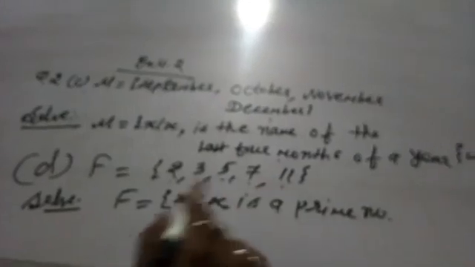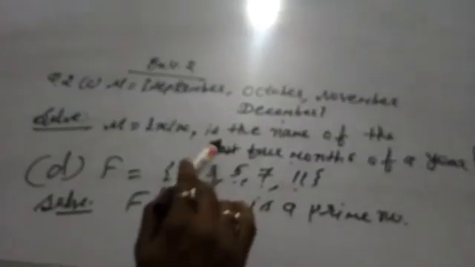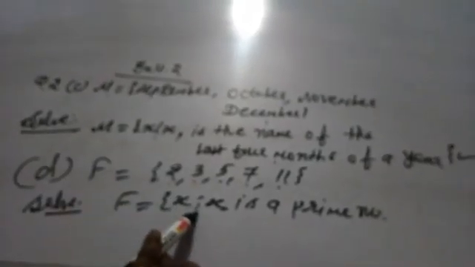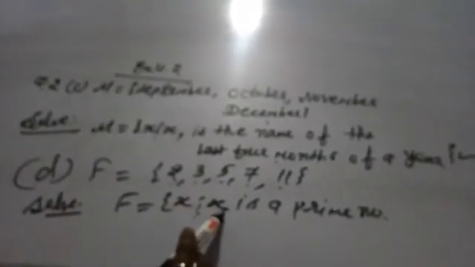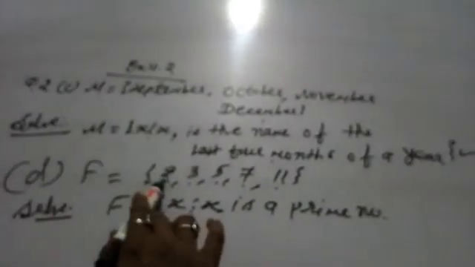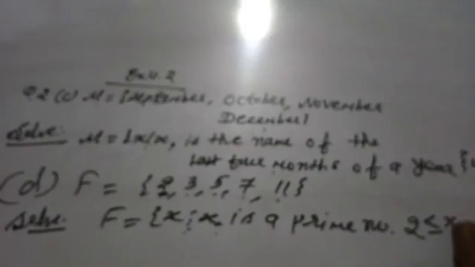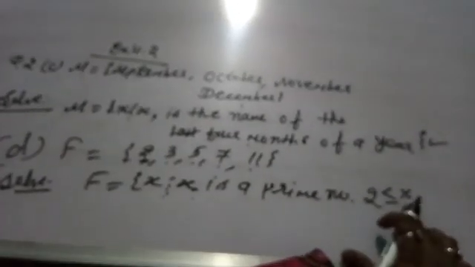This is the sign of such that. We can use this sign or we can use this colon. Now, x such that x is a prime number, and what is the condition? First one is there, 2. So 2 less than or equal to x, it means the value of x starts from 2. Then it is less than or equal to 11. So now here your question number 2 is completed.